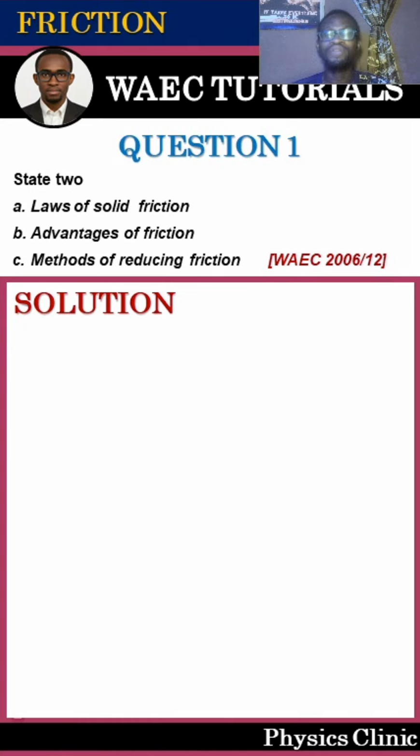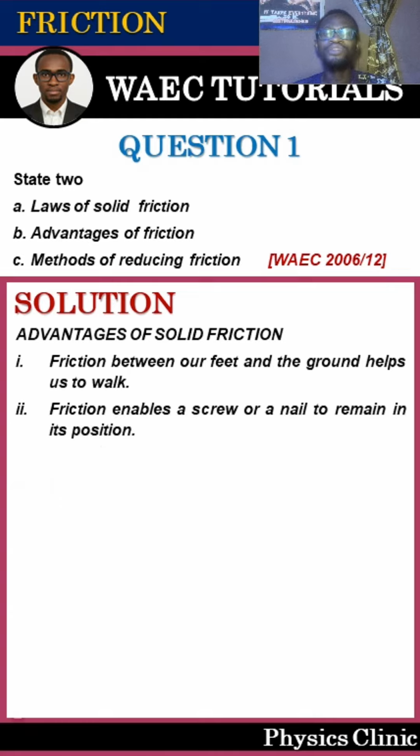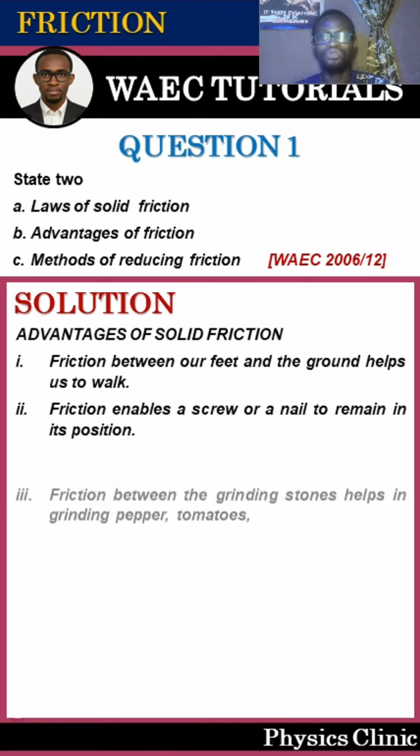So let's go to the advantages. What are the advantages? Friction between our feet and the ground helps us to walk. Without frictional forces, it will be very difficult for us to move. Number 2: friction enables screws or nails to remain in their position. By the time you use a hammer to drive in a nail, or a screwdriver to drive in a screw, what makes them remain in that position is what? Frictional forces between the nail or the screw and the wood or anything you are using to bring together.